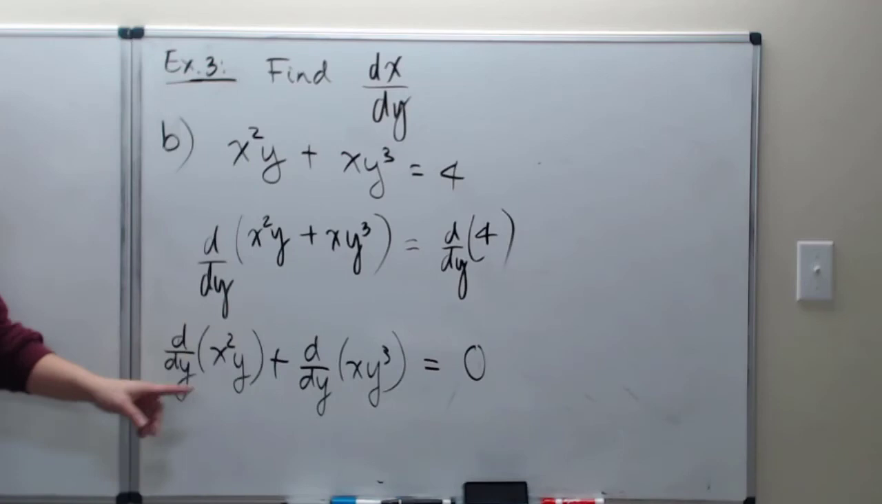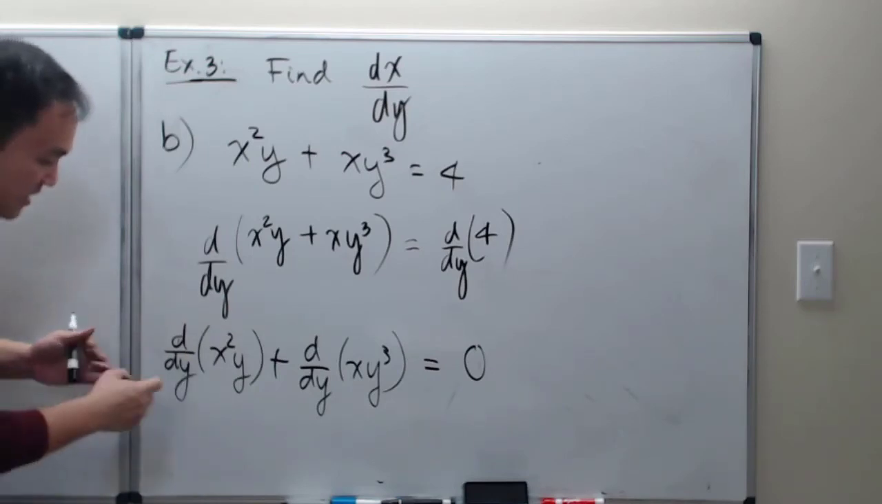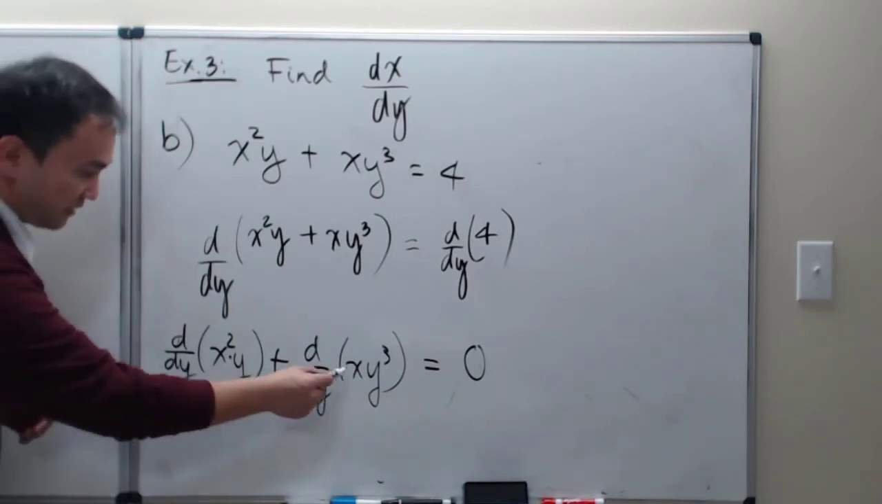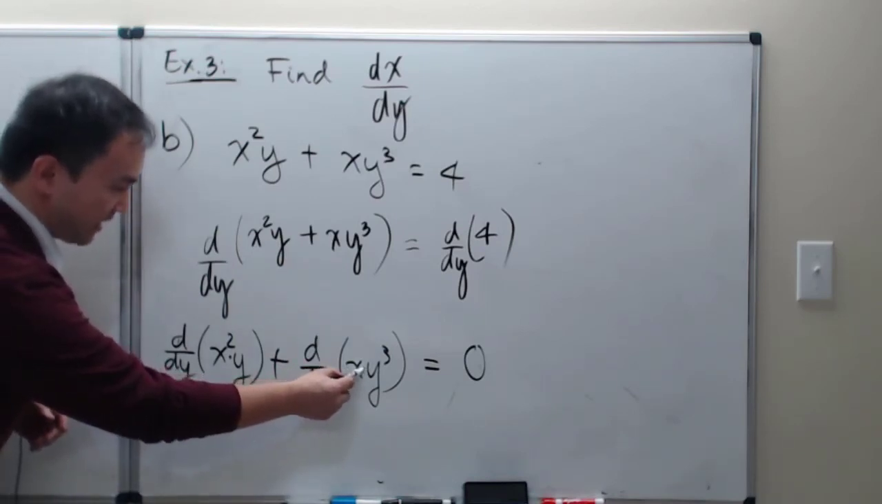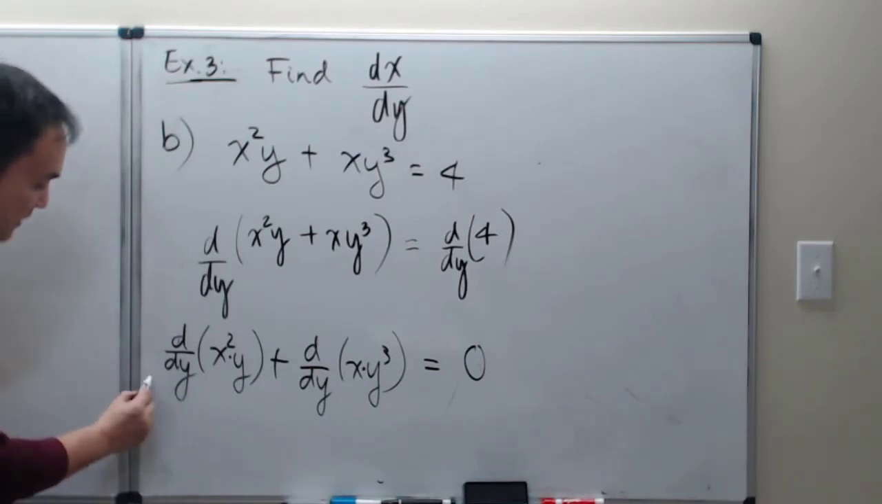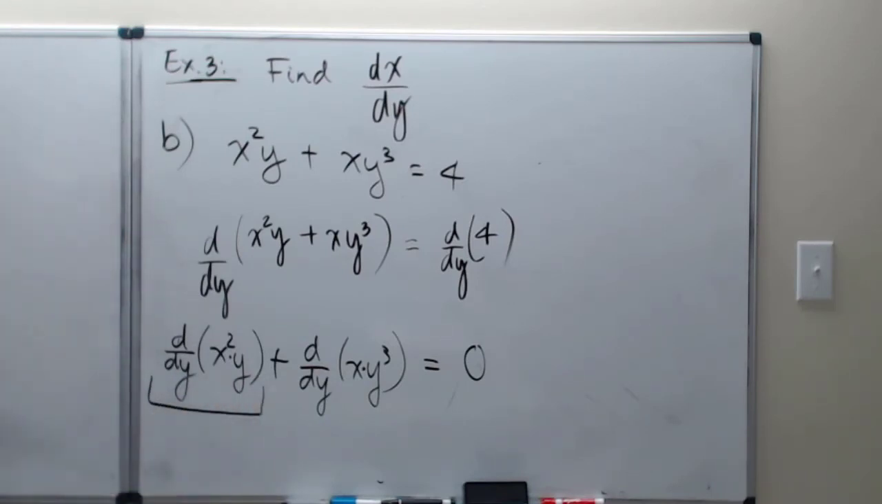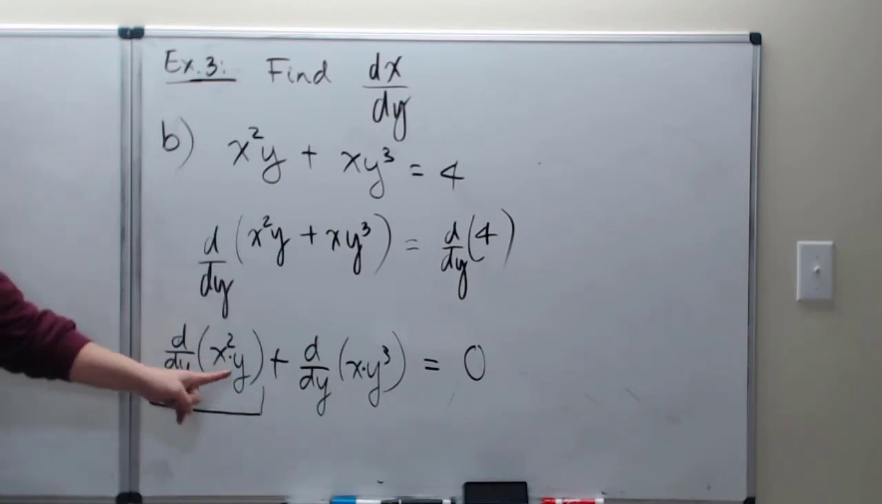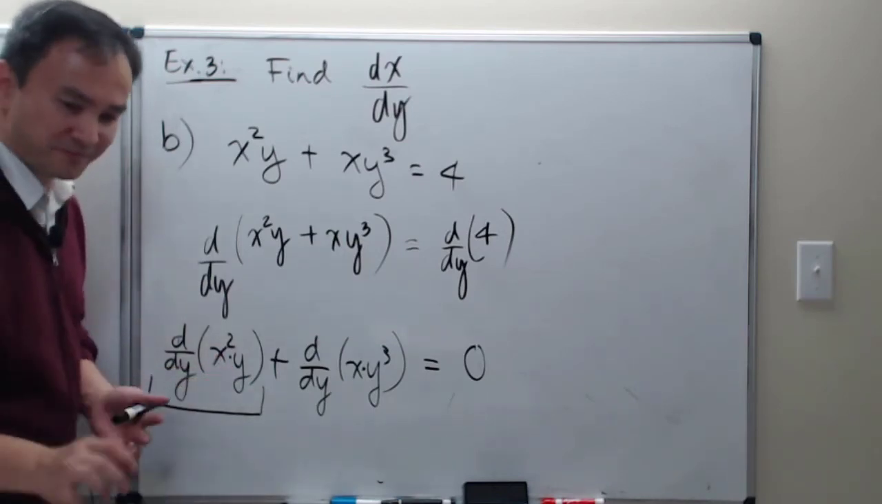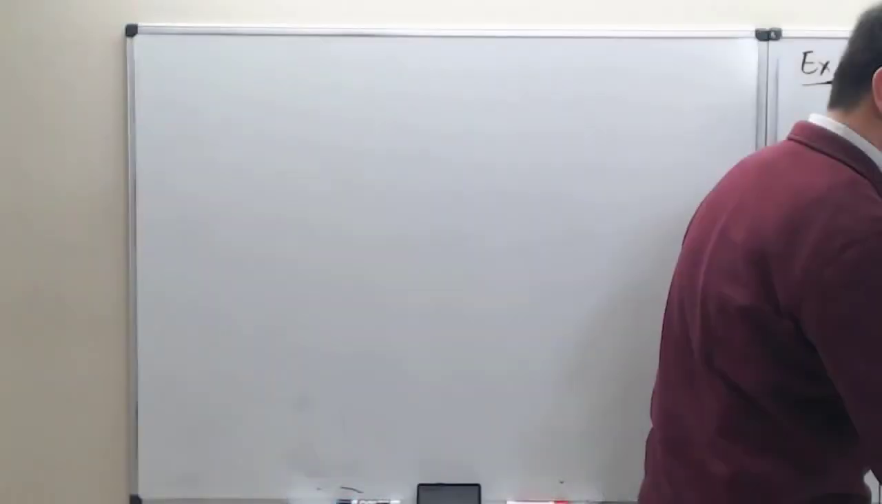This first term, notice how it has a product between the x squared and y. And then this next term right here, notice how it has a product between the x and y cubed. So in my next step, the plan is to work out that part right there. It's a product, so the product rule must apply, right? So now I'm ready for my next step.